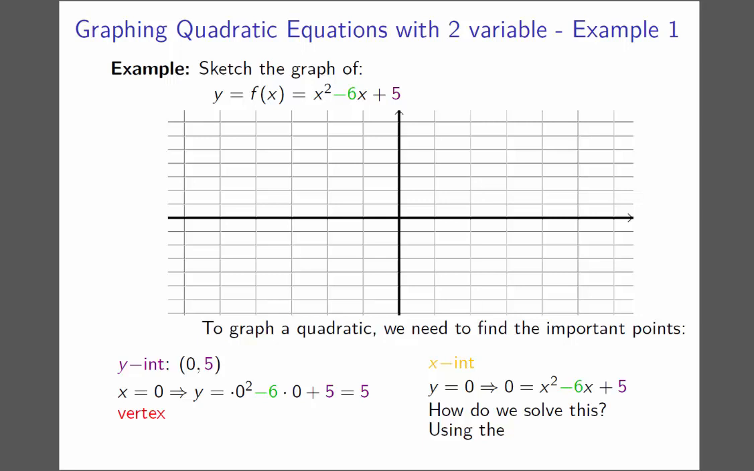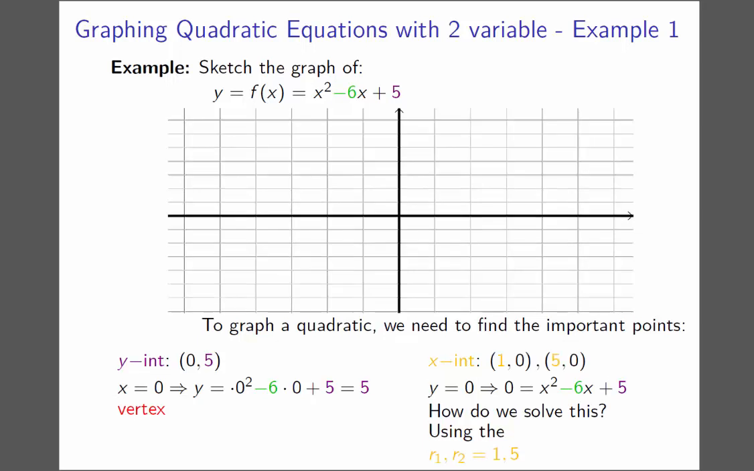Using the quadratic formula, we find that our roots are 1 and 5, which means that the x-intercepts are when x is 1 and y is 0, or when x is 5 and y is 0, the points (1, 0) and (5, 0).